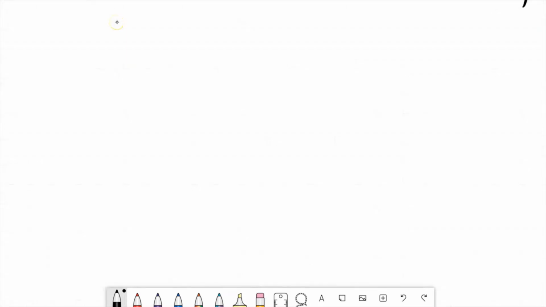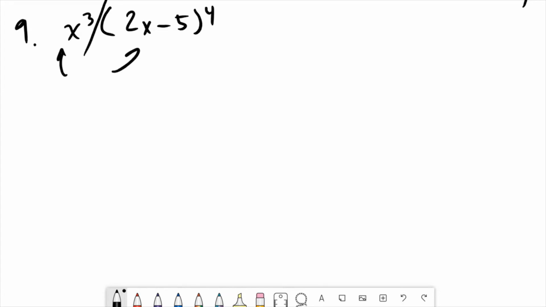Number 9. Let's do this one: x cubed times 2x minus 5 raised to the 4th power. So this is a product, right? We have a product. We have this and we have this. And this one involves a chain rule, and this one's just a simple polynomial. So let me actually do it like this.